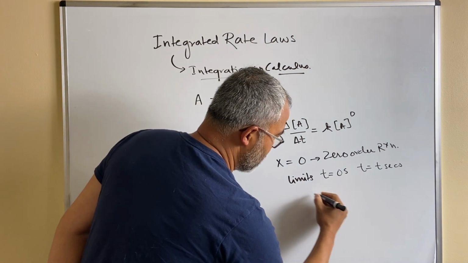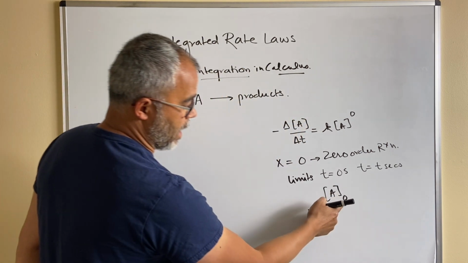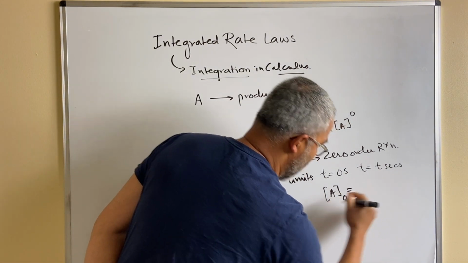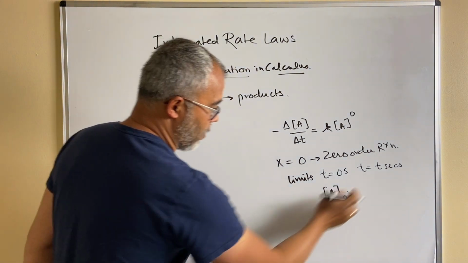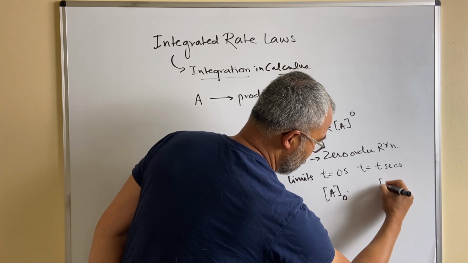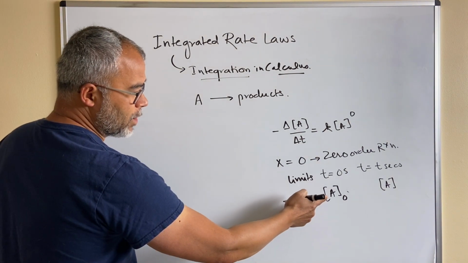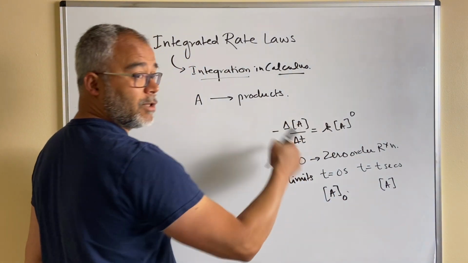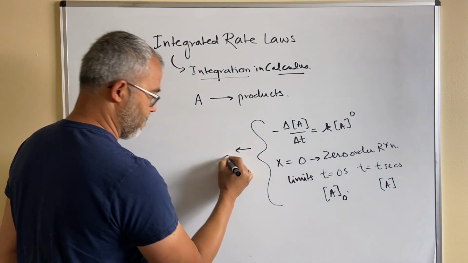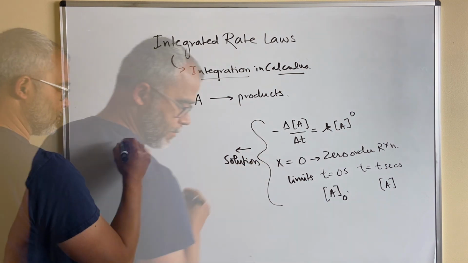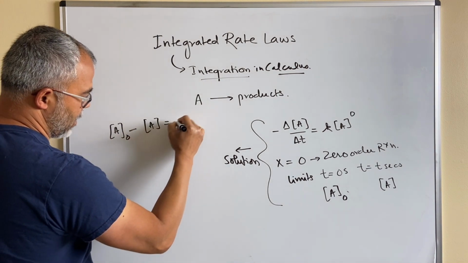And then the other limit is the concentration of A. So we're going to say the concentration of A is A naught at time 0. So when the reaction begins, that's the concentration of A naught. And then at t seconds, the concentration of A is, let's call that just A. Okay, so if we put those boundary conditions into this and integrate it, we will get the solution, which would be A naught minus A is equal to KT.